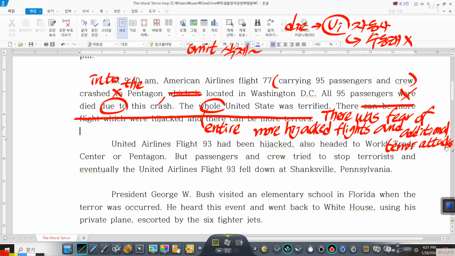Additional terror attacks. Okay, and there was a fear. There was a fear of, like, nobody knew what would happen. That is horrible fear. Okay, of more hijacked flights and additional terror attacks.